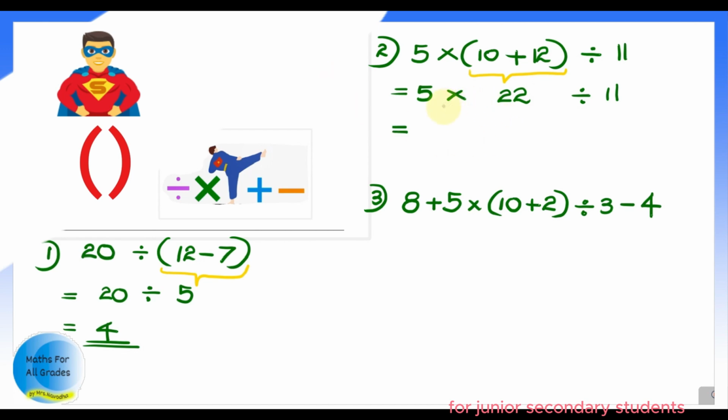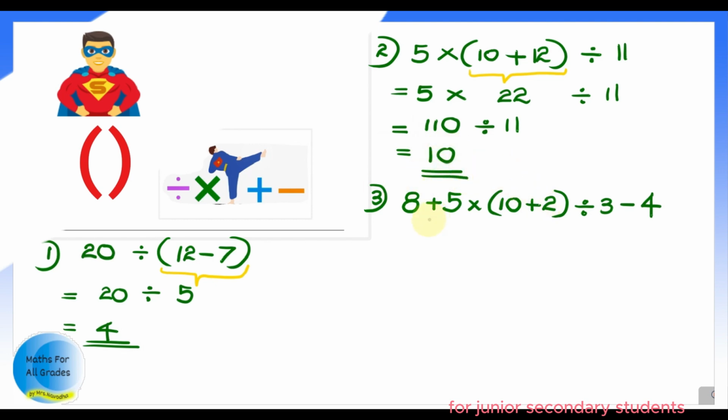Now look at here, you've got multiplication and division. So you work from left to right. 5 times 22 equals 110. 110 divided by 11 equals 10. This is the final answer.